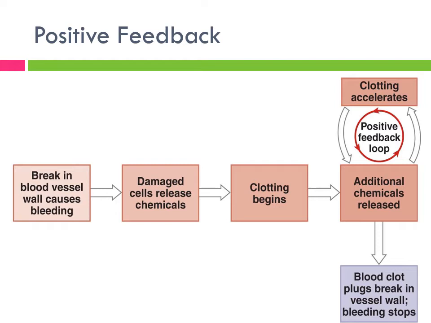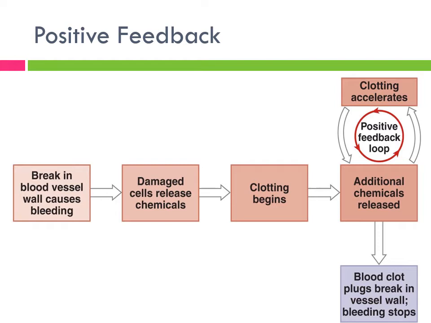Once the blood clot completely plugs the break in the vessel wall, the bleeding will stop, the chemicals will cease to be released, and the clotting will stop. But we have this positive feedback loop to accelerate clotting. And we like this because we want our blood to clot quickly so that we don't bleed out from some small paper cut, right? The other positive feedback mechanism in the body is when we're in labor.